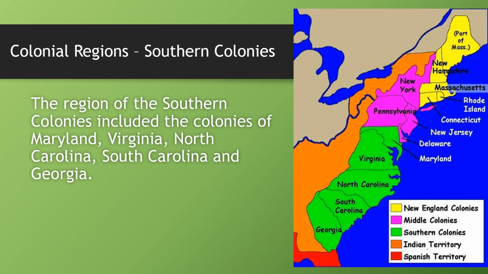So here's the 13 colonies. The region of the Southern Colonies included the colonies of Maryland, Virginia, North Carolina, South Carolina, and Georgia. On this map here, it's this area that is in green.